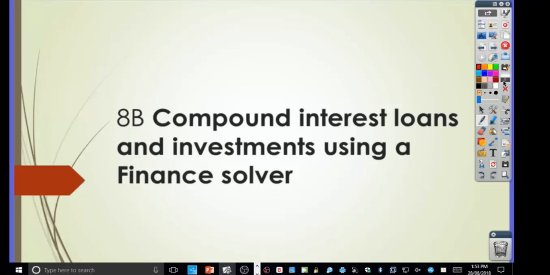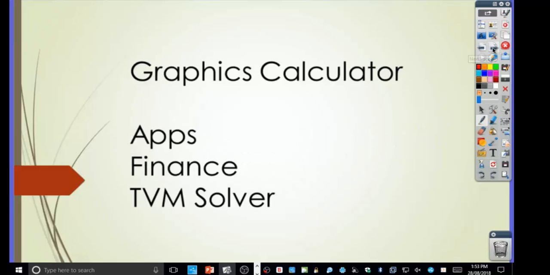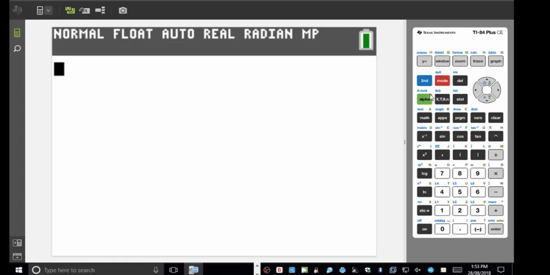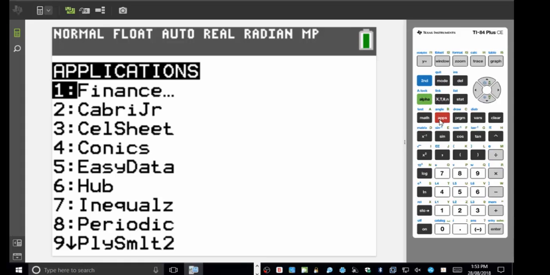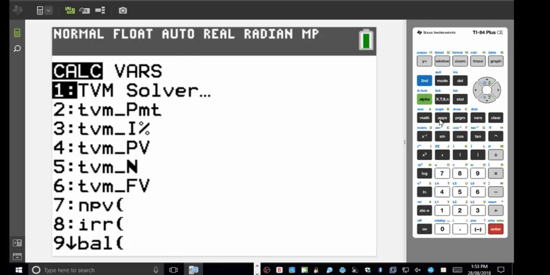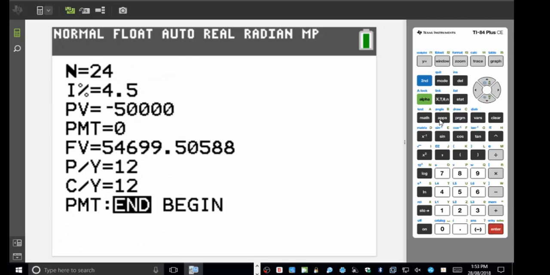Now if you get your graphics calculator out and you go apps, finance, TVM solver. Apps, finance, TVM solver. I've got a calculator on here, I'll get it up as well. Finance, enter on finance, TVM solver, and press enter. Now I've got a load of numbers in there. You might not have any numbers in there if you haven't used it before. And what the display always looks like, which looks a bit funny, is 8 lines of information.